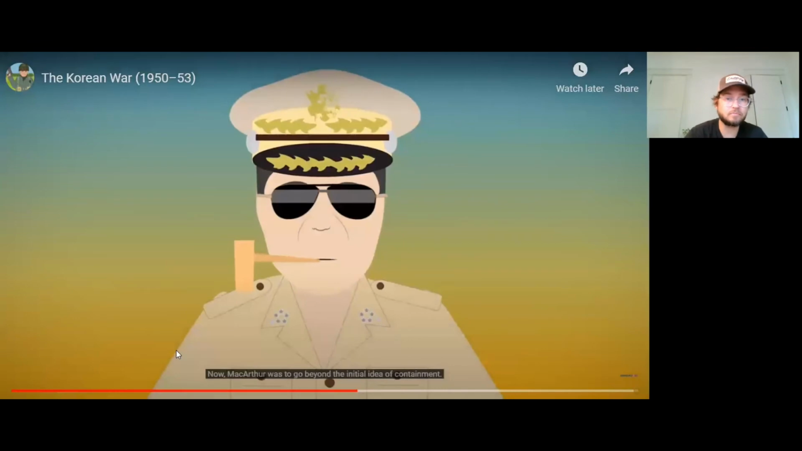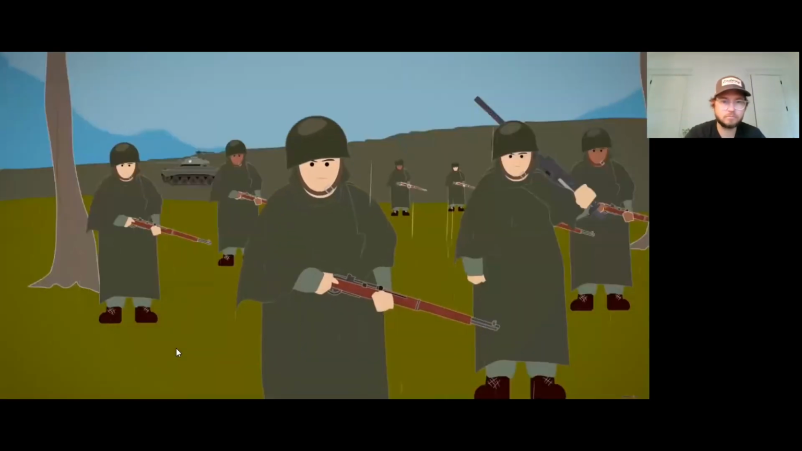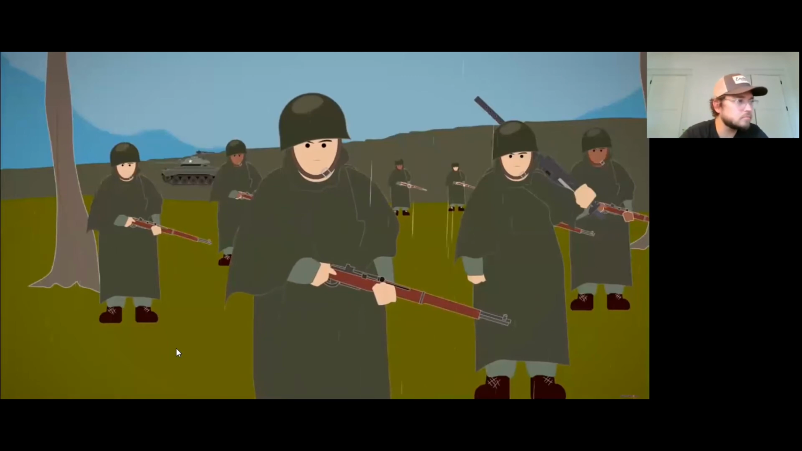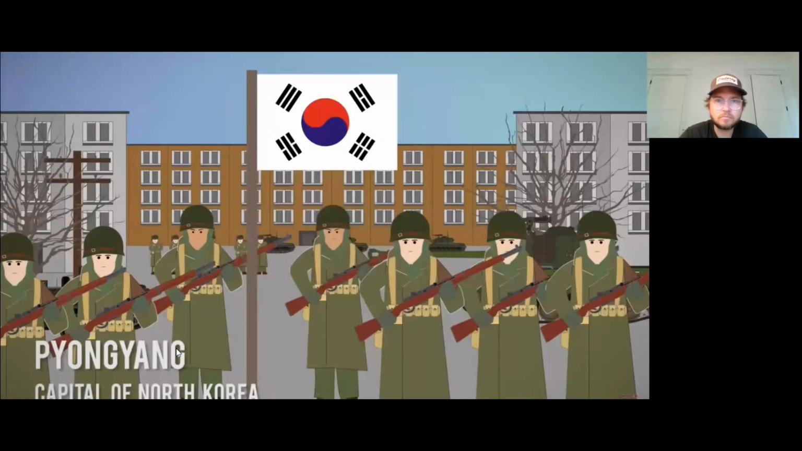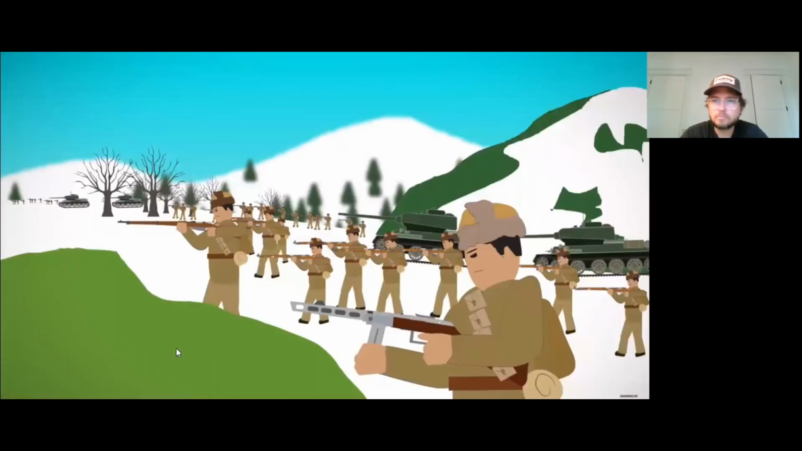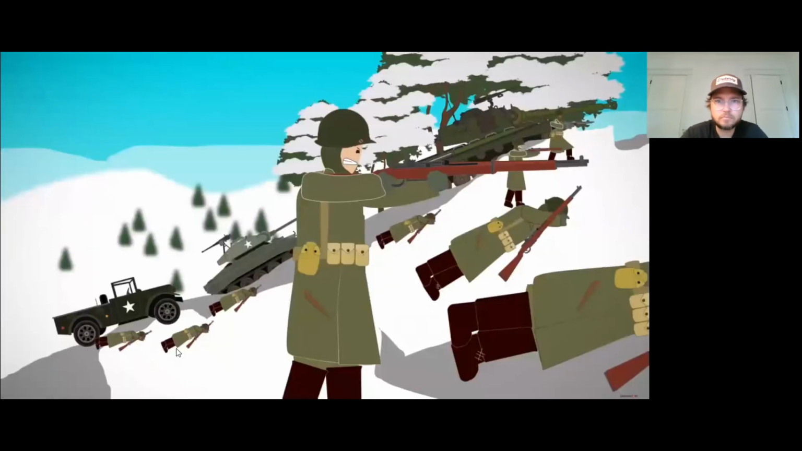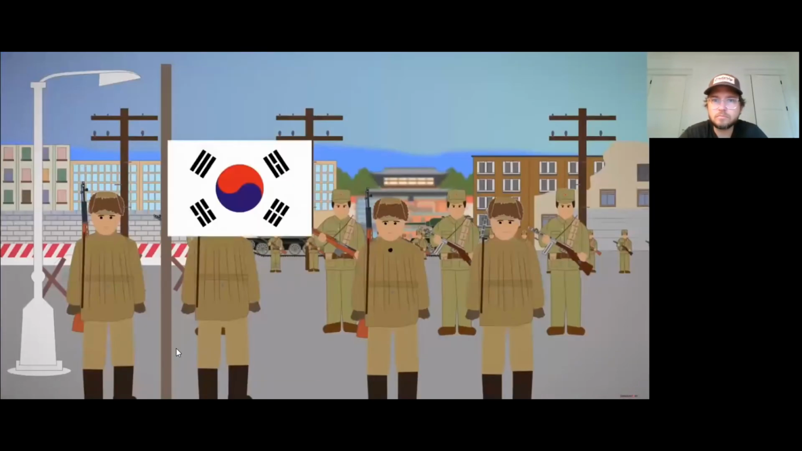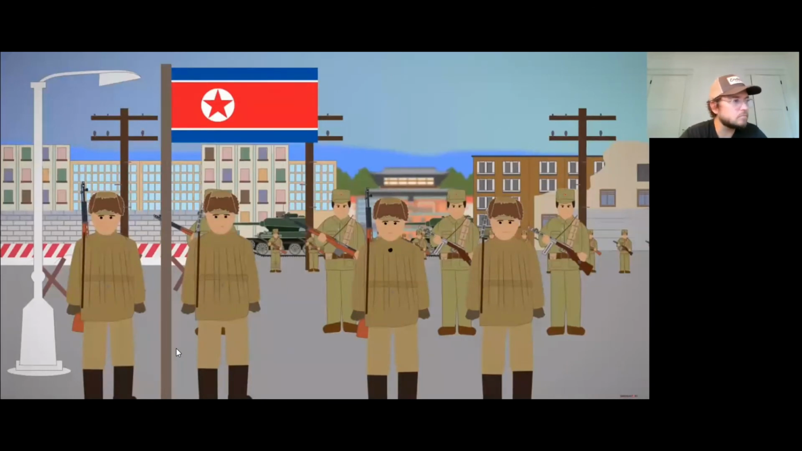Go beyond the initial idea of containment. Truman, worried of a Chinese response, nevertheless approved, and UN troops moved into North Korea on October 7, 1950. On October 12th, they captured Pyongyang, the North Korean capital, and then the Yalu River, which was the border with communist China. China retaliated by helping the North Koreans, sending 250,000 Chinese troops. The UN troops, overwhelmed by this new force, were pushed out of North Korea with heavy losses. By January 1951, Chinese and North Korean troops had captured Seoul.